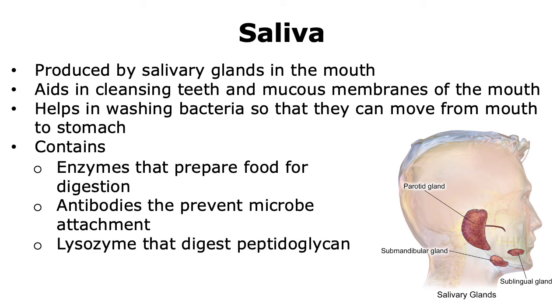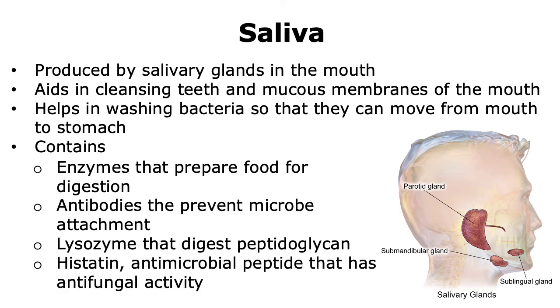Saliva also has lysozyme that digests peptidoglycan, and they also make an antimicrobial peptide called histatin that is known to show antifungal activity. Thus, all these molecules present in the saliva help in getting rid of microorganisms that enter our body through the mouth. Our body makes different fluids and secretions that also aid in host defense, which includes gastric juice, urine, and vaginal secretions.